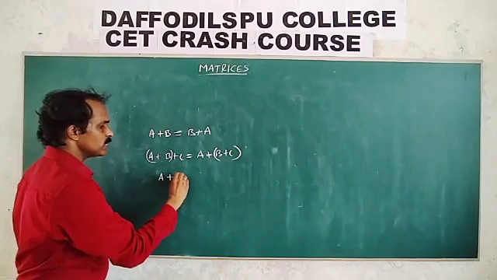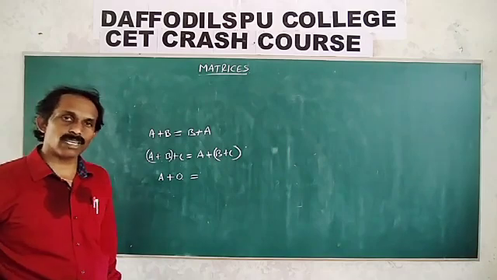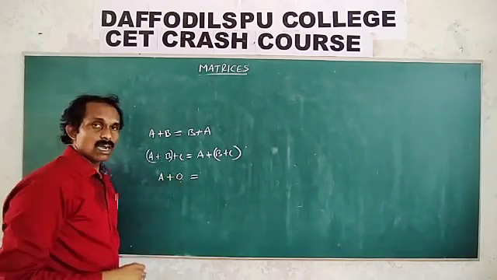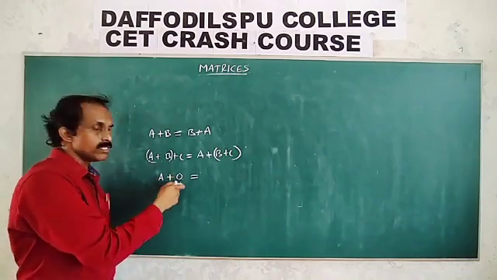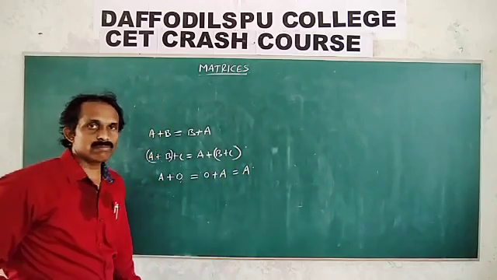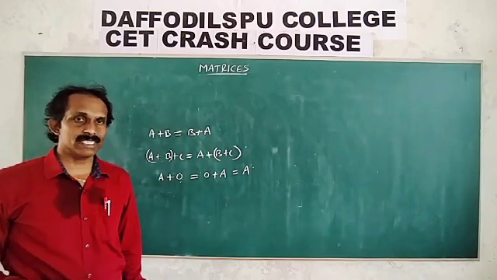Next, what is the additive identity? 0 is the null matrix. A matrix whose elements are all equal to 0 is called a null matrix. Here 0 is the null matrix of the same order as A. This is 2 by 2, this is also 2 by 2. A plus 0 is equal to A; we get the same matrix. So the null matrix is the additive identity.